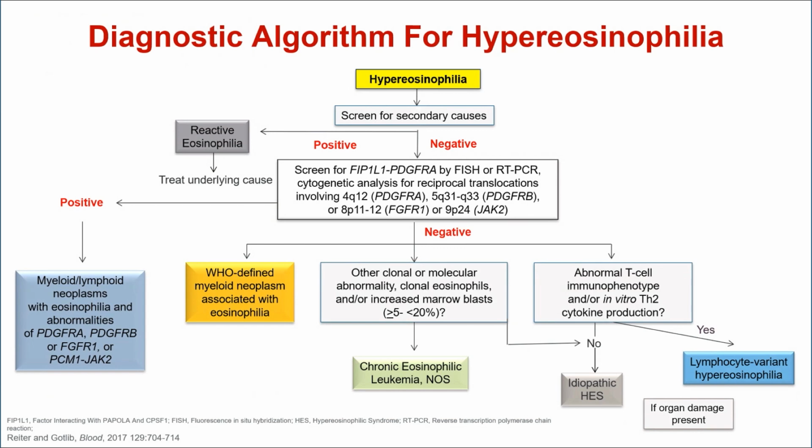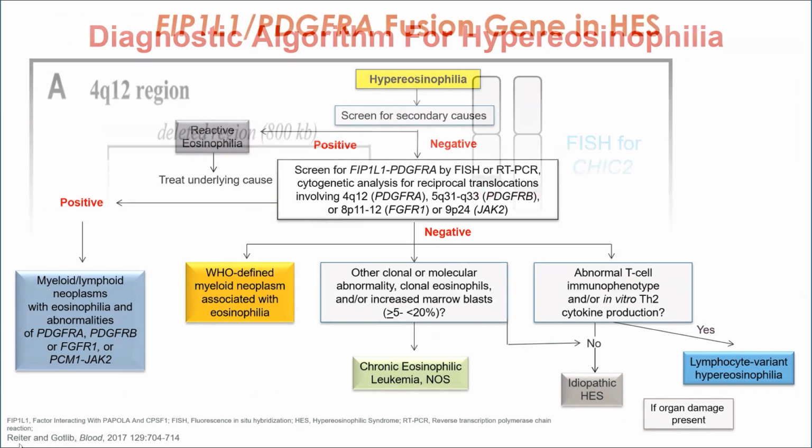And look for abnormalities in T cell receptor rearrangements, which would then identify lymphocyte variant hypereosinophilia, which are subject to different therapies like immunosuppressive therapy and may have a tendency to develop into lymphoma. So, of course, at any point in time, you worry that eosinophilia is a marker of some other disease in the bone marrow, and complete workup is absolutely necessary.